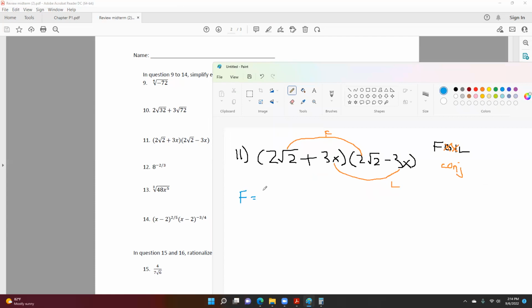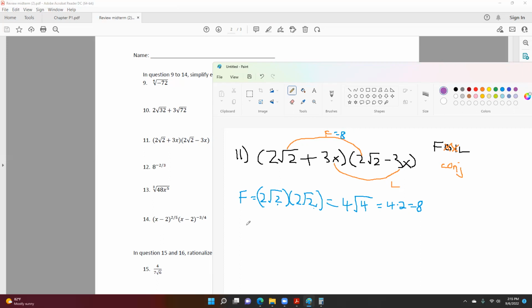So the first one that we have in this case is 2√2 times 2√2. This is the first one. This times this. So what is 2√2 times 2√2? So 2 times 2 gives us 4. Don't forget the root has to multiply. √2 times √2 gives us √4. But we know √4 is the same thing as what? 2. So this will actually give us 8. So the first will give us 8.